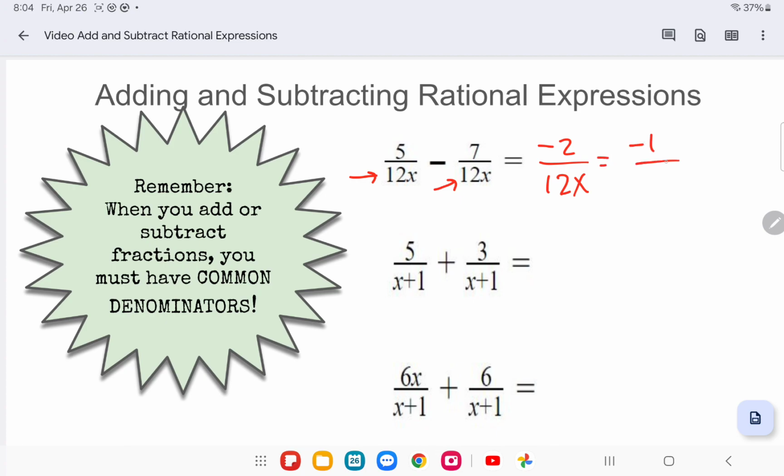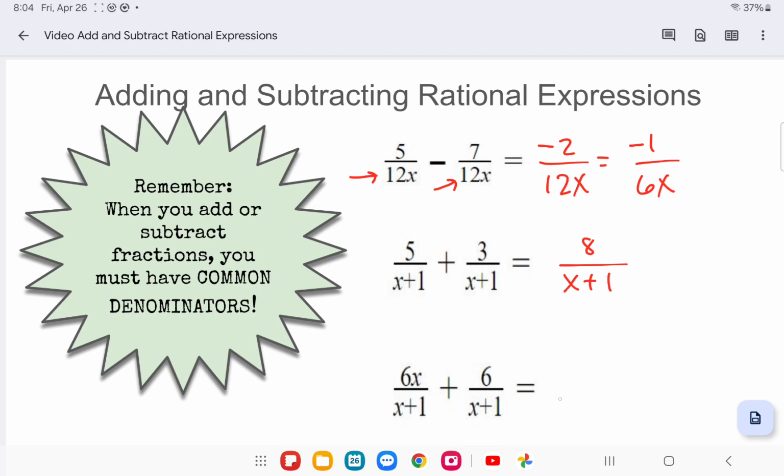So in this case, my answer would reduce to -1/6x. In the second example, again, they have a common denominator of x plus 1, so we simply add the numerator. 5 plus 3 is 8. We cannot simplify that from there.